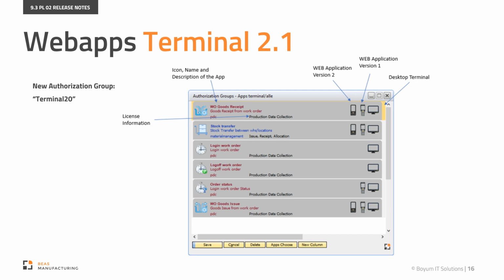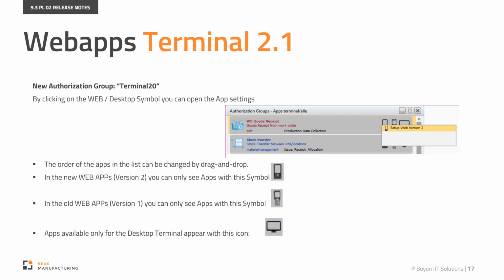In the app list, you can see all applications for web version 1 and 2 and Terminal Desktop solution indicated with the respective icons. By clicking on the web desktop symbol, you can open the app settings. The order of the apps in the list can be changed by drag and drop.